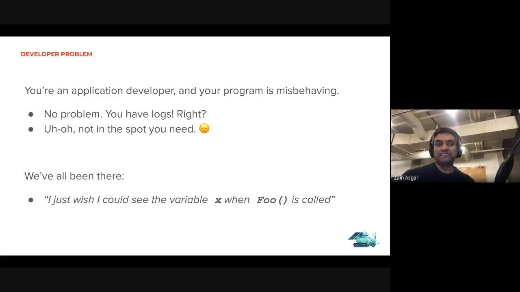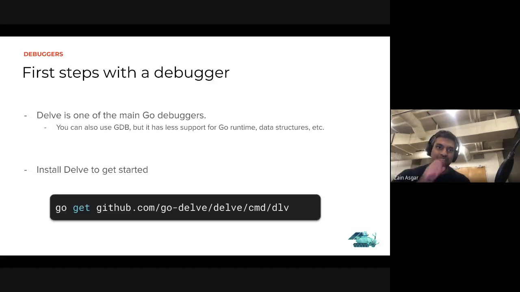Unfortunately, as most of us probably know, that's not usually how it works out, right? Usually for the problems that you run into, you don't really have logs for the things you're interested in. And you're left with this question of, what if I could just see what this variable was when a particular function gets called? So typically, in development, you either stick in another log statement, recompile and run the program, or you use something like a debugger.